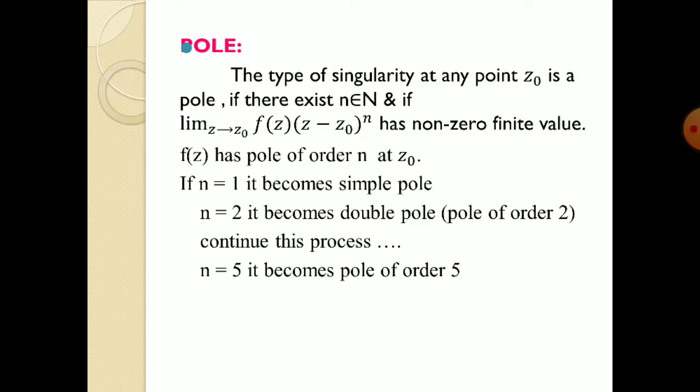If we have a point like that, then we say the corresponding point is a pole. Generally, f of z has a pole of order n at z0. If n equals 1, it becomes a simple pole. If you give the value n equal to 2, it becomes a double pole. Continuing this process in the same manner, for example, n equal to 5 becomes a pole of order 5.